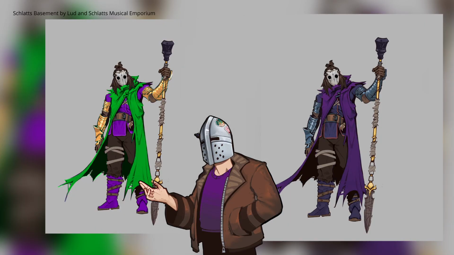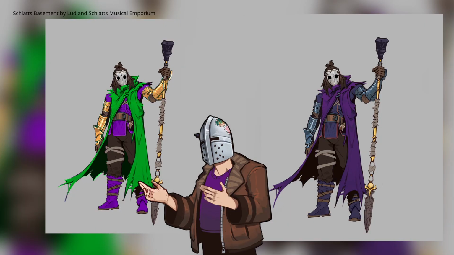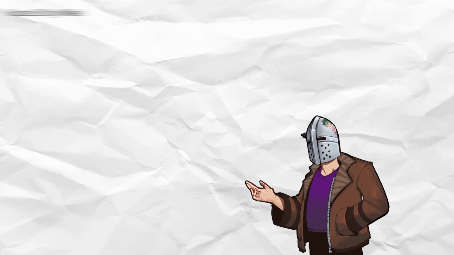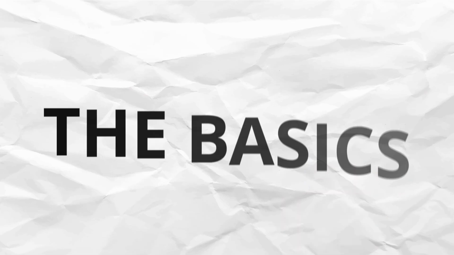If we look at both of these images, what can we see? One of these images feels right and the other doesn't. But why is that? This is what we refer to as color theory, and today we will learn the ins and outs of this topic. First things first, the basics.